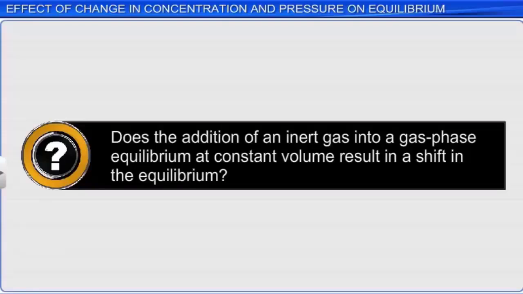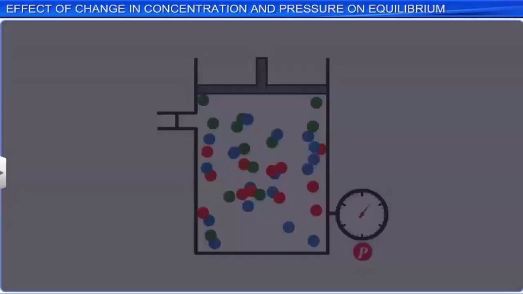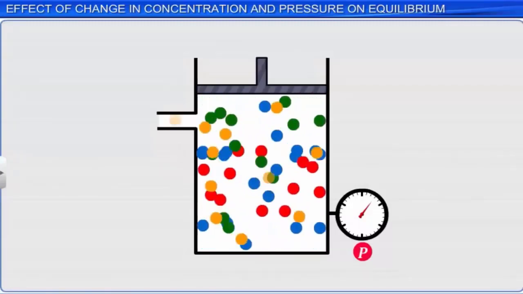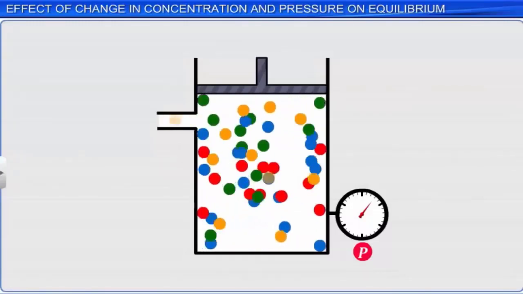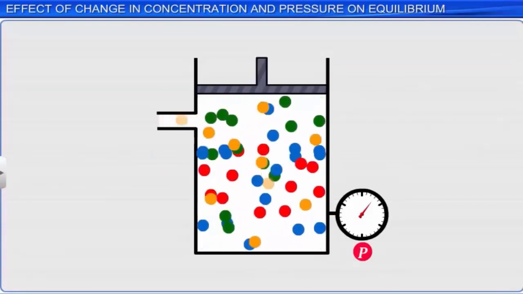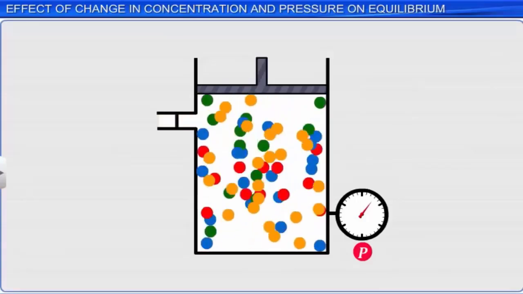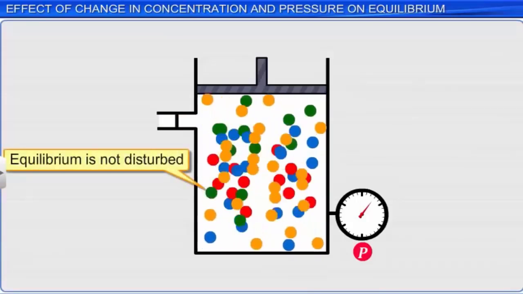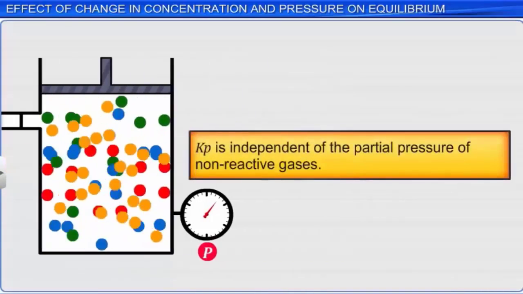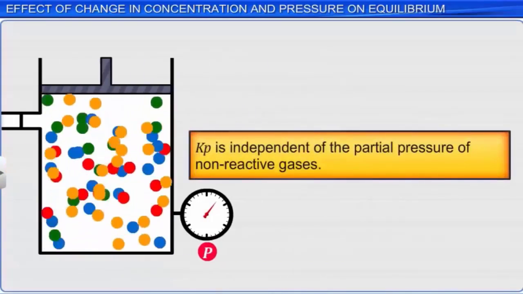If the volume is kept constant and an inert gas, such as helium or argon, that does not take part in the reaction is added, then the equilibrium remains undisturbed. This is because the addition of a non-reactive gas does not change the partial pressure of the other gases in the container.